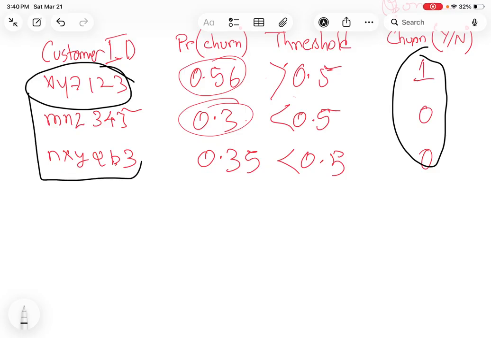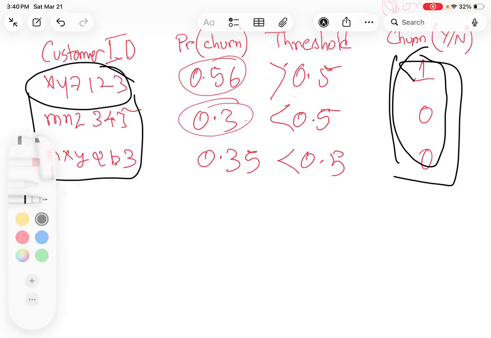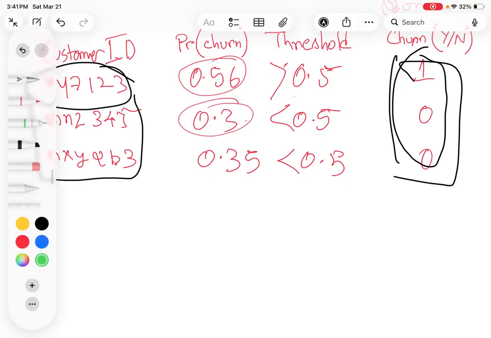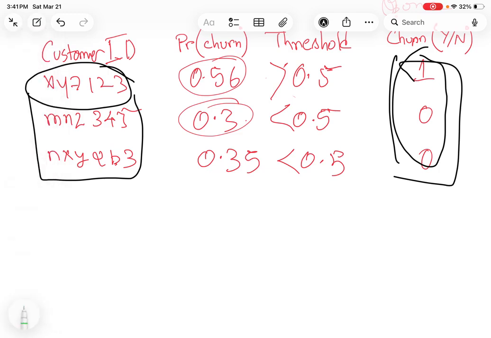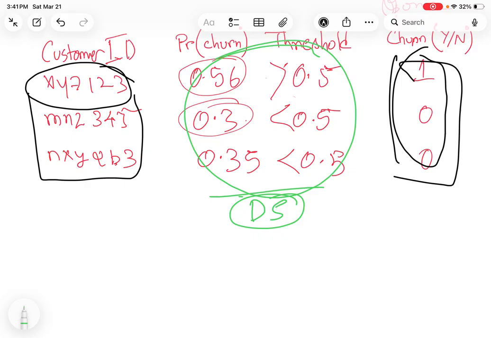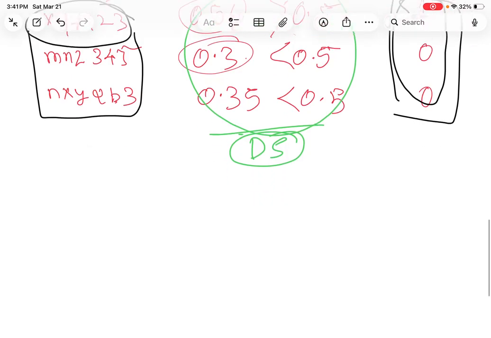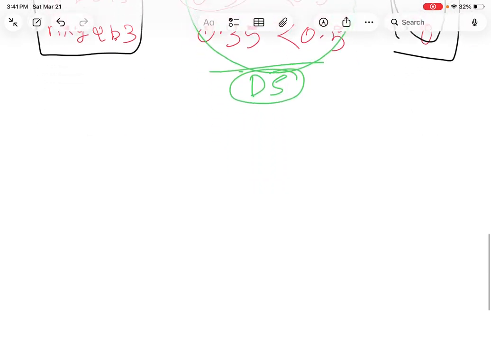So if I just make a write of that, the black part is mostly what business looks at. If I just showcase this part, the probability of churn and threshold, this is mostly for data science. Okay, so this comes from a data science perspective. So now move on to a little bit more detail on what they are.